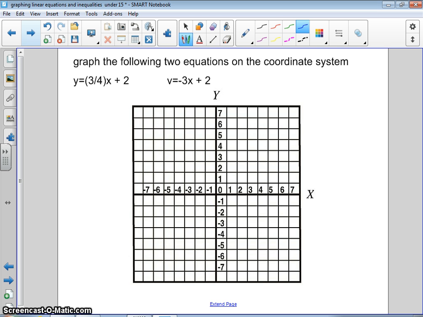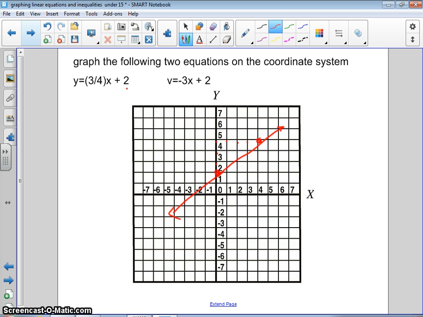Now we're going to graph the following 2 equations on the coordinate system. We're not going to take a whole lot of time doing this. The first one has a y-intercept of 2, so put a dot at 2. It's got a slope of 3/4. That means we're going to go up 3, 1, 2, 3, over 4, 1, 2, 3, 4. Connect the dots, and we got the first one done.